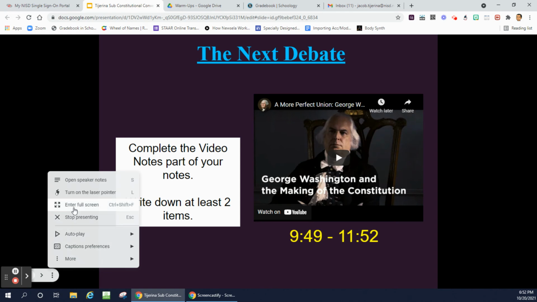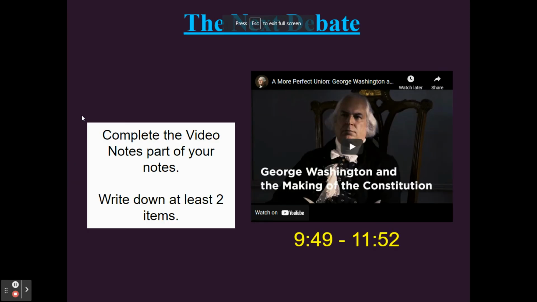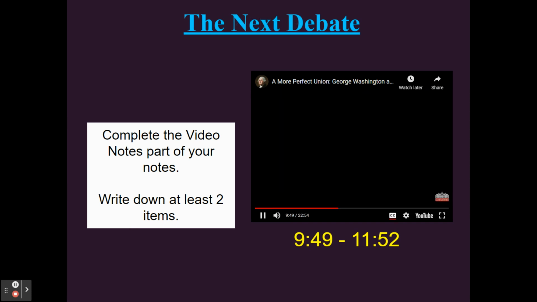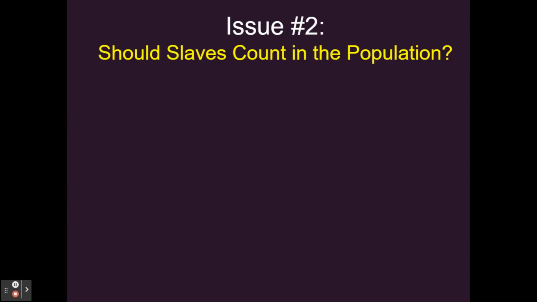All right, let me go to full screen here. So let's talk about how they dealt with the issue of slavery. So this has nothing to do with ending slavery. But issue number 2, it's there in yellow, write it down on your sheet, is should slaves count in the population? Remember what the video said. Slaves were property. Should property be counted as people when counting representatives?